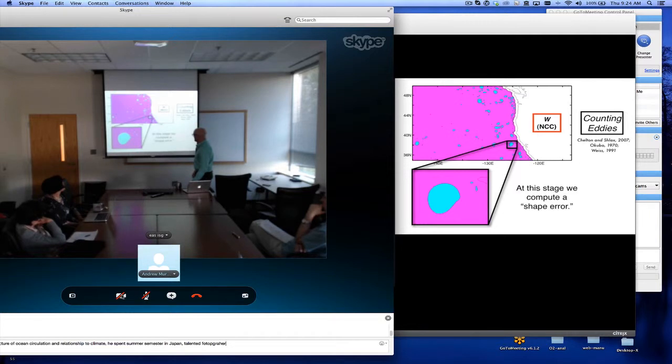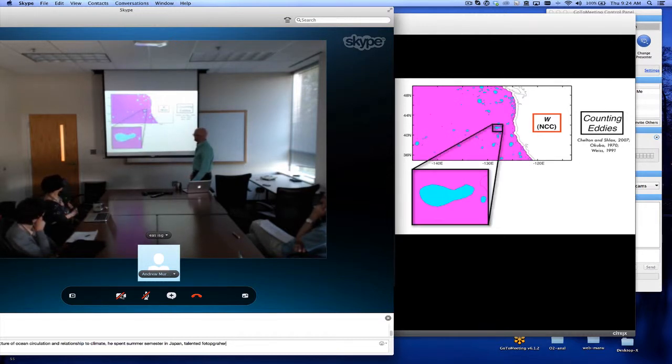So the shape error is the variance of the contour from a circle that has the same average radius. This one has a very small shape error. You can see it roughly conforms to that circle, so we include it in the count. A contour like this one doesn't really conform to the circle, so we exclude it.